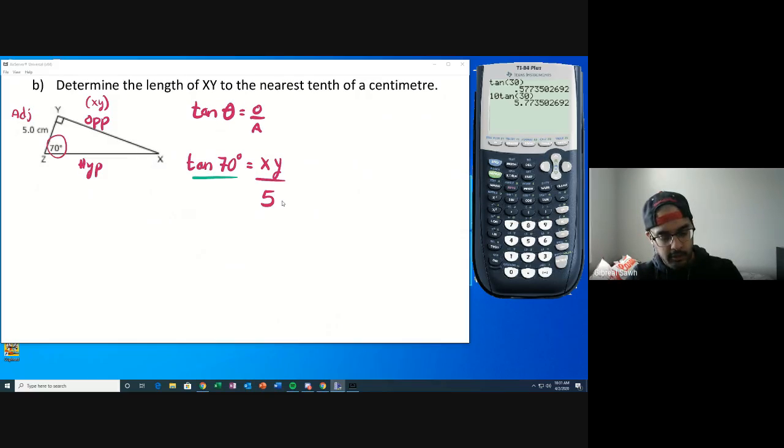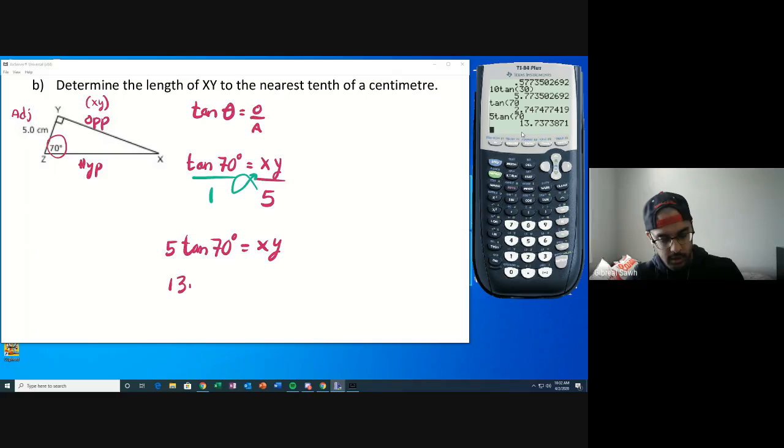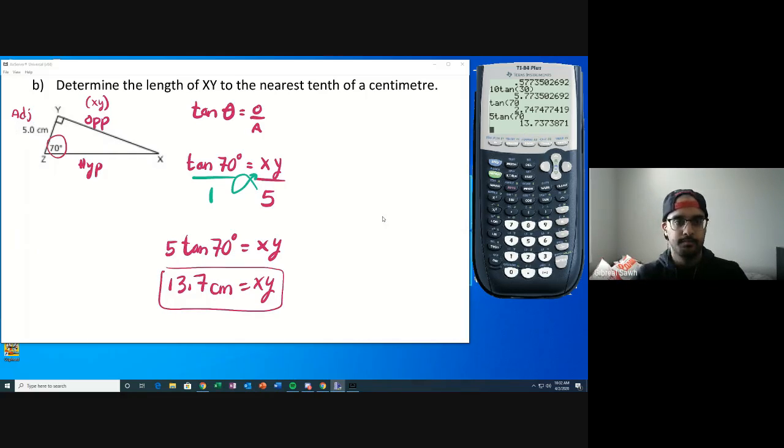So at this point, I could divide that tan 70 by 1, because if you plug it in your calculator, again, you're just getting a number. It's nothing really special. You can do that whole cross multiply process. You can get rid of the fractions however you choose to do it. You're going to be putting into your calculator 5 tan 70 is equal to xy. So if we do 5 tan 70, again, please make sure degree mode is the one that's present, and you should get 13.7 centimeters. Okay, there we go.